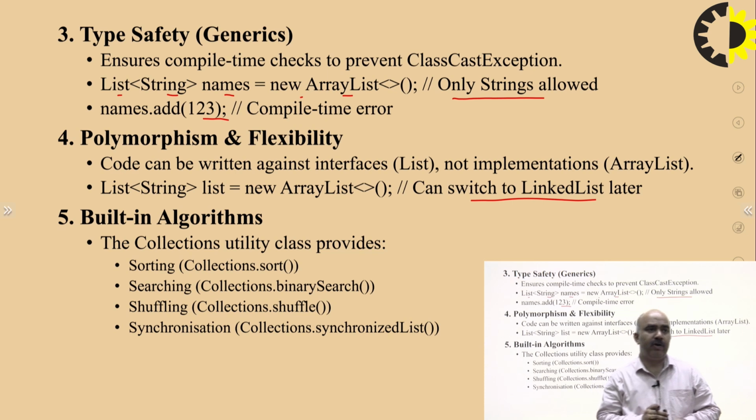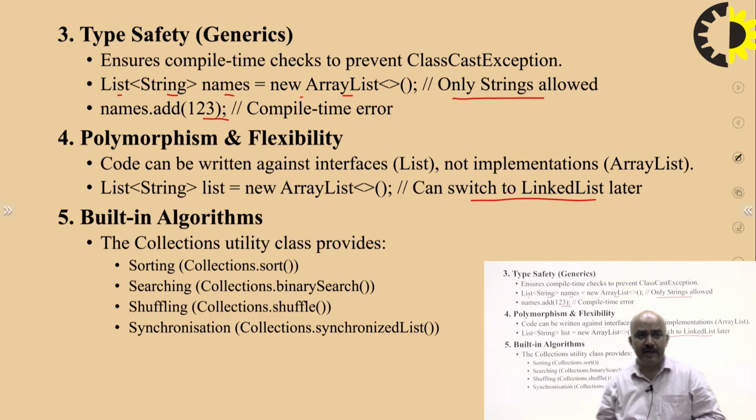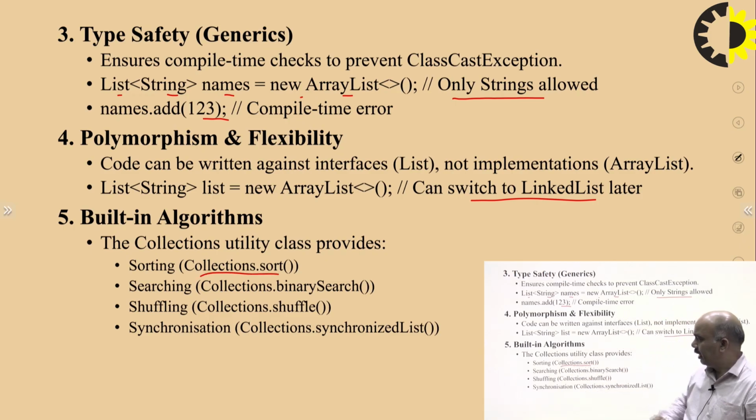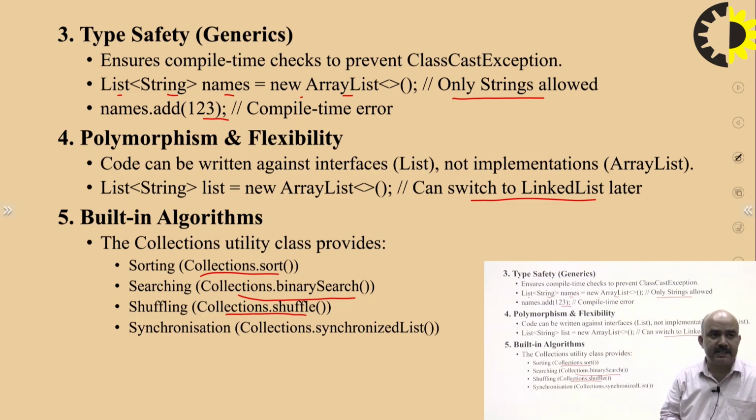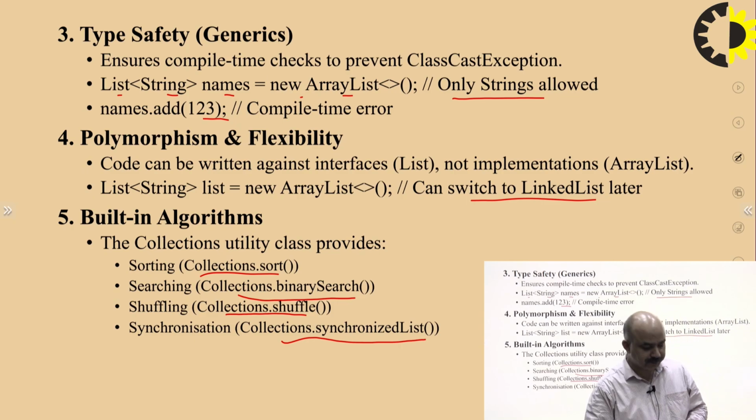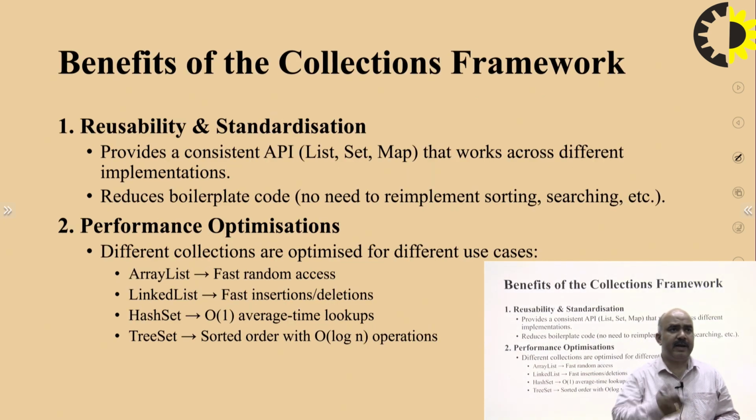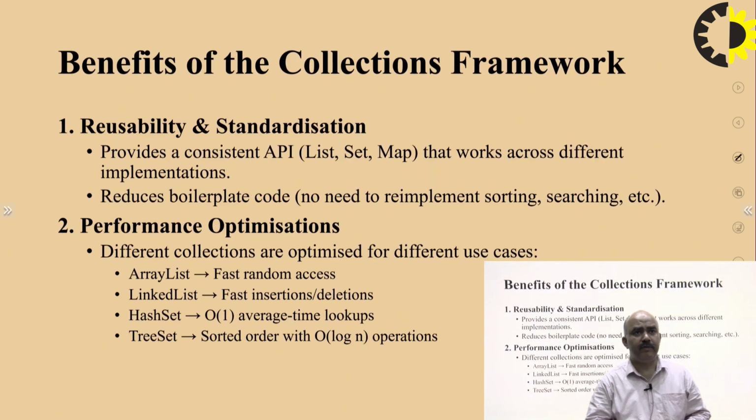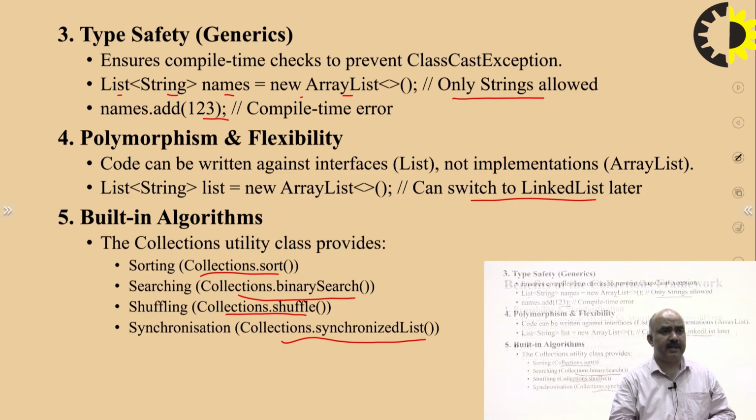We have the built-in algorithms like sorting, searching, shuffling, and synchronization. For sorting, we have Collections.sort. For searching, Collections.binarySearch is predefined. For shuffling the elements, we use Collections.shuffle. In order to synchronize collections, we use Collections.synchronizedList. So these are the different benefits of the collections framework that we can use.